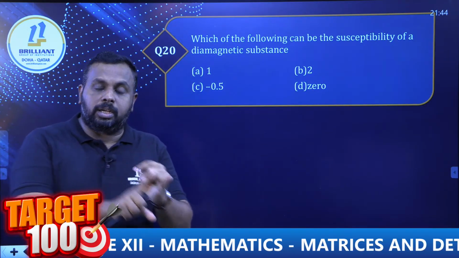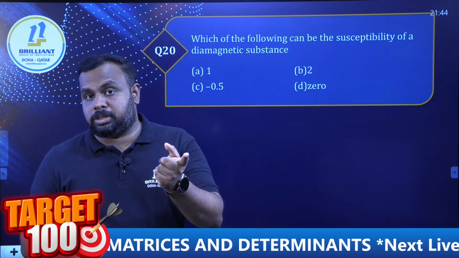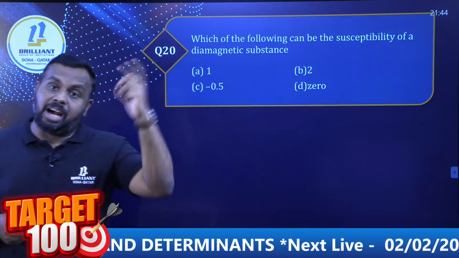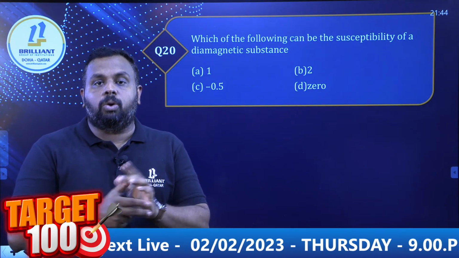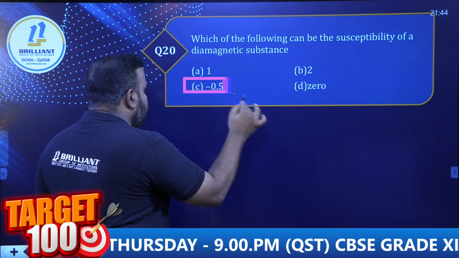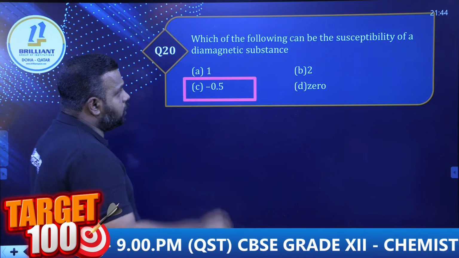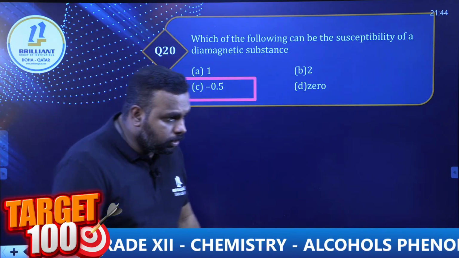You know that for a paramagnetic substance it is small but positive. For a ferromagnetic substance it is large and positive, which means the negative value of susceptibility is possible only for what? Diamagnetic substance. So our answer is very, very simple. It is option C, because in that only you can see a negative sign. Yes, very good. Right answer, Kevin.